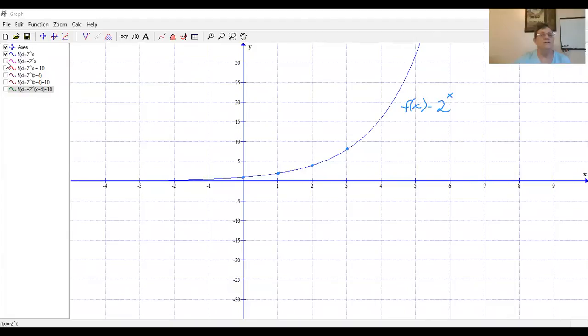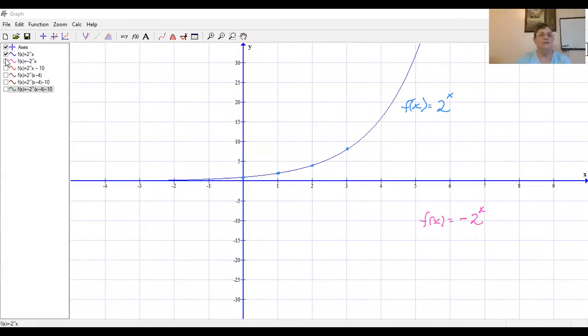Let's compare it to the graph of f of x equals negative 2 raised to the x. Now this is the negative of 2 to the x. This is not the base negative 2. The base is still positive 2 raised to the x, but this is the negative of it.